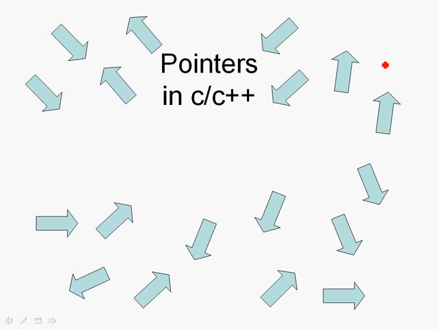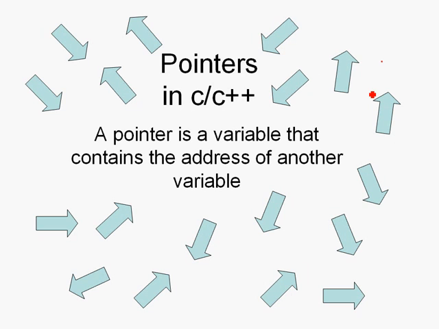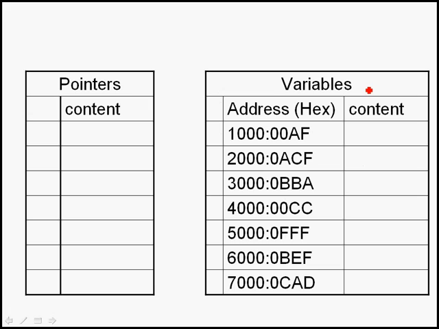What's a pointer? A pointer is a variable that contains the address of another variable. In other words, it's nothing, it's just a variable. Don't be scared of it. It's just a simple variable which will contain the address of another variable. Let's take an example.